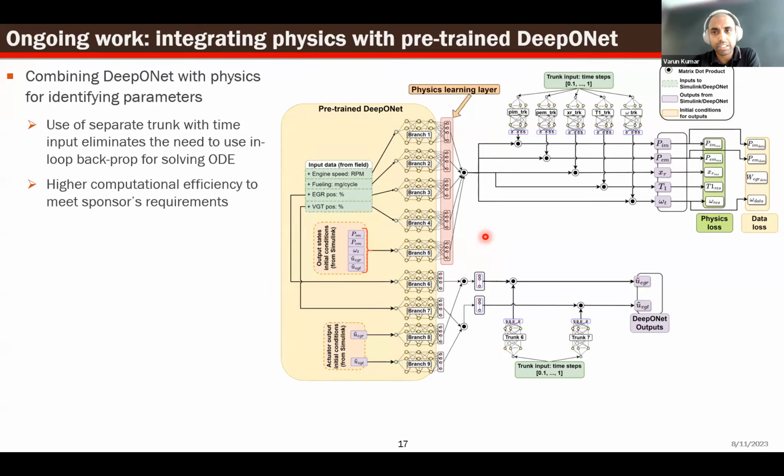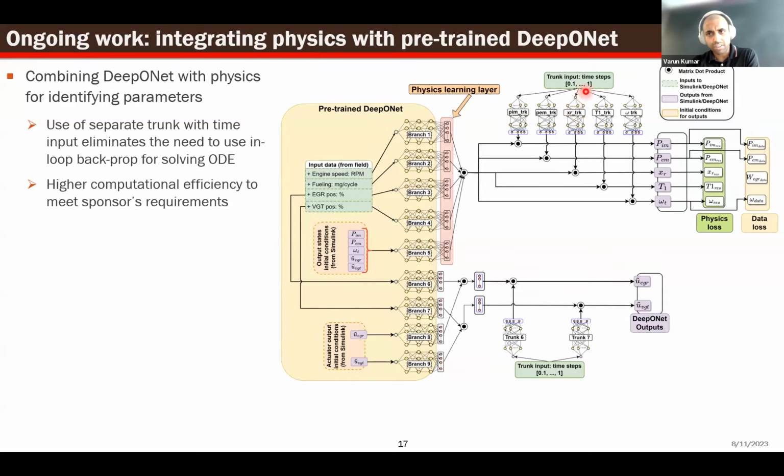What this lets us do is, because the time input goes into the trunk, and we are only learning this last layer, then while solving the ODE equations that we have for the physics, the gradient with respect to time does not have to backpropagate through the whole DeepNet. We can pre-compute the gradient with respect to time of the trunk and simply multiply with the output of the branch, and then try to learn the physics and extract the parameters.